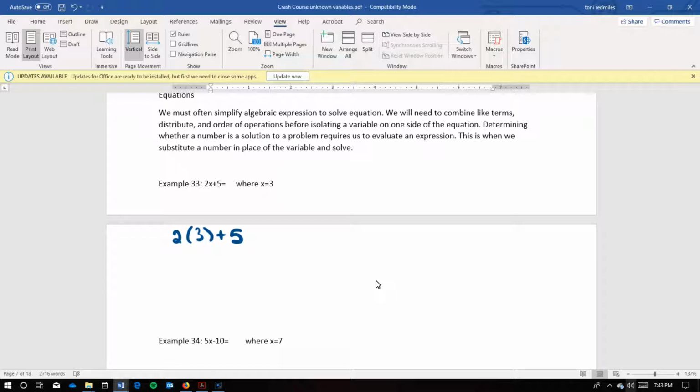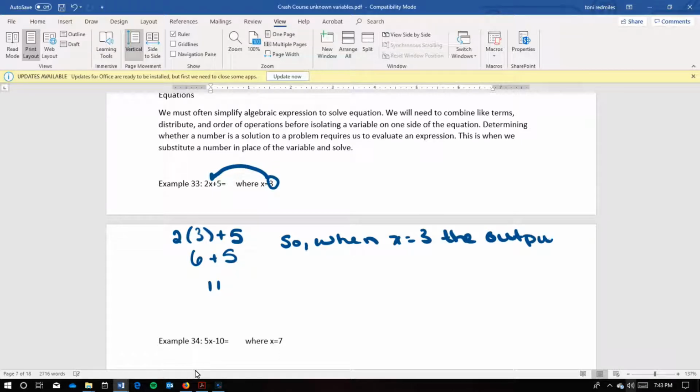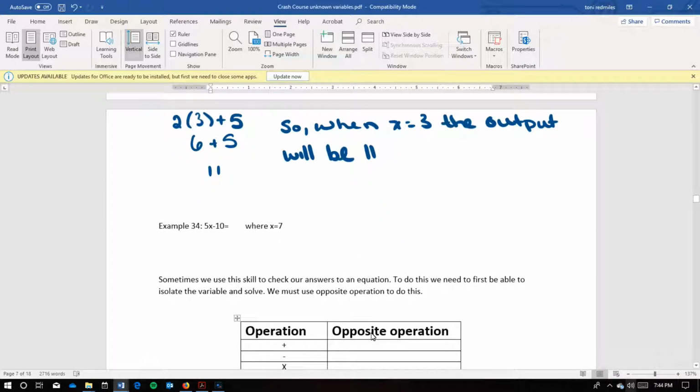So what I do is I take 3 and I'm going to substitute it in for x. I'm going to go 2 times 3 is 6, because the order of operations says I do the multiplication first. Then I'm going to add, it's 11. So when x equals 3, the output or the answer, however you like to put it, will be 11. Only when x is 3. And that is the beginning step of functions, being able to get that idea.